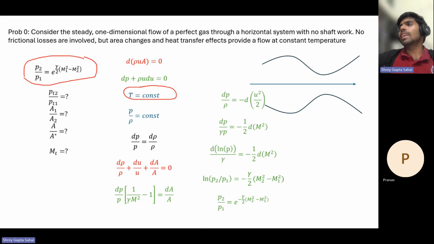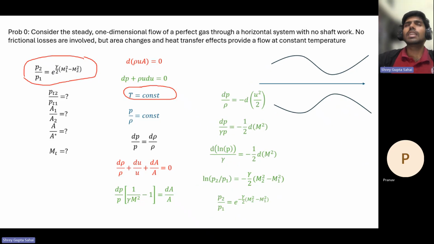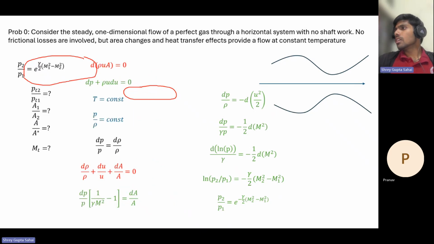In the next week, you will study friction effects, and you will also study effects of heat transfer. What you can see is that you can make permutations and combinations of any two out of these three effects, and you will see that these kinds of relations are going to be used. So it's just a simple problem showcasing that. Anyways, let's go ahead with it.